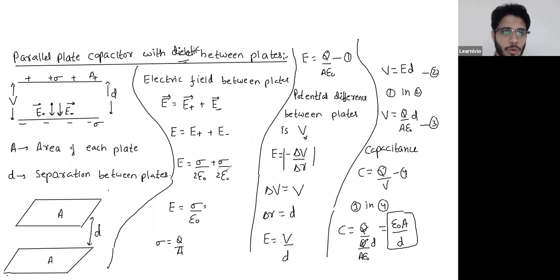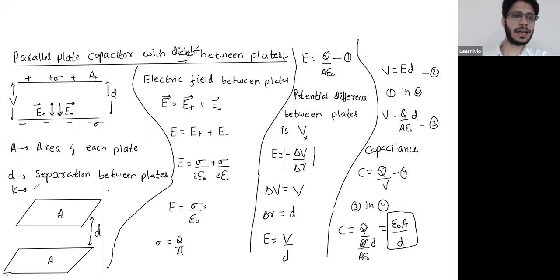Can you guess where the calculations will change? There's an open question for all. Can you just guess where the calculations will change? Instead of air, I put a dielectric. Very good. Epsilon naught. Very good. So instead of epsilon naught, I will use the dielectric constant.